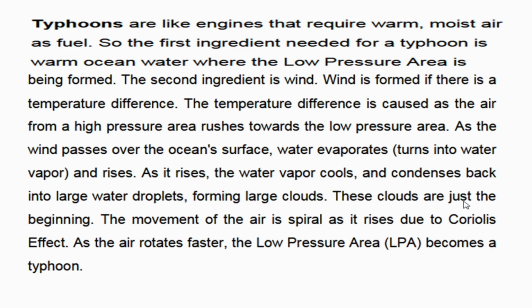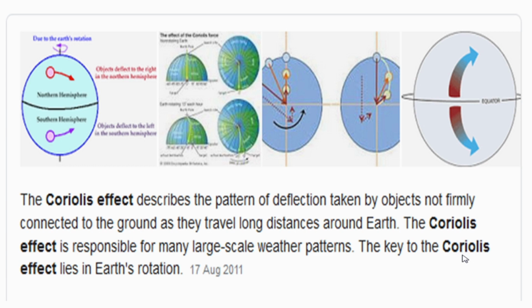These clouds are just the beginning. The movement of the air is a spiral as it rises due to the Coriolis effect. As the air rotates faster, the low pressure area or LPA becomes a typhoon. Yan po yung explanation on how to form a typhoon. Okay? So, ano ang ibig sabihin ng Coriolis effect?